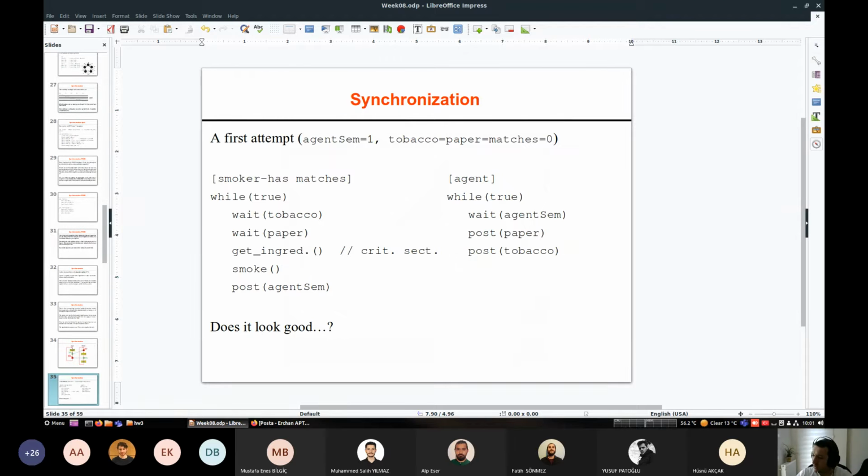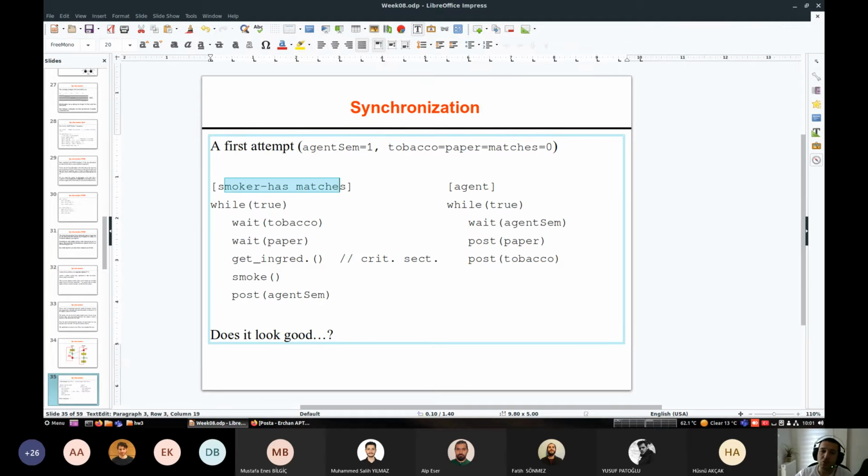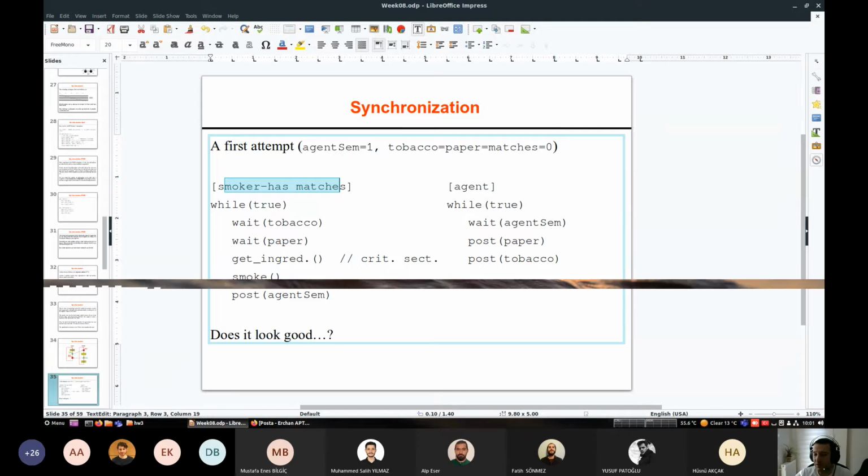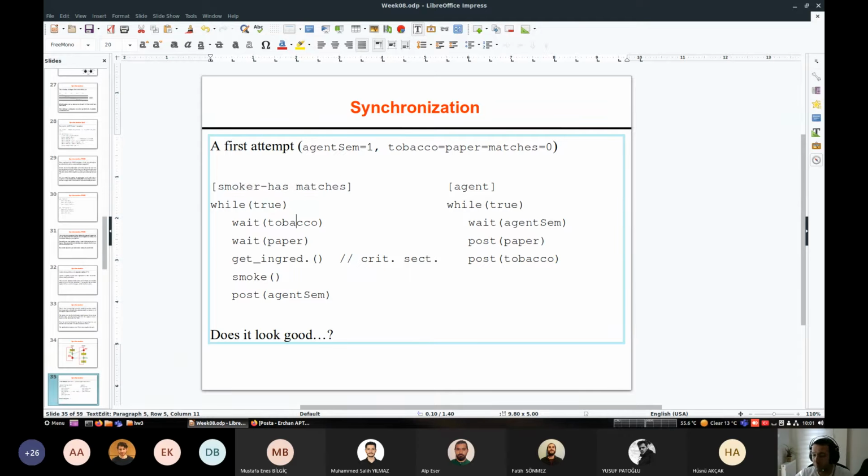Now, a first clumsy attempt that doesn't work. So let's say that we have a semaphore representing the agent, so the waiting for the table, basically. And we have 3 semaphores, one for each supply. So we have the tobacco, paper, and matches, all initialized to 0. Why 0? Because initially there isn't any on the table. So let's say that this is the smoker who has an infinite amount of matches. So in an infinite loop, since it has matches, it will wait for tobacco and paper.